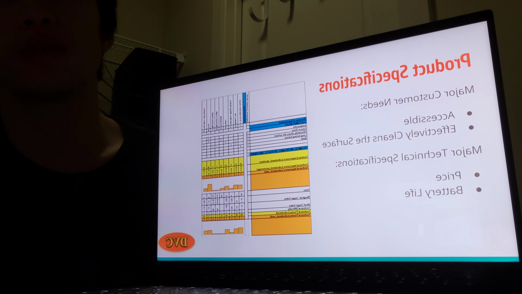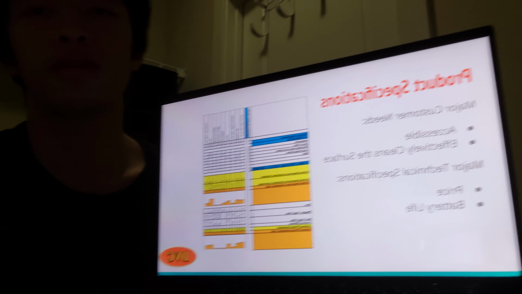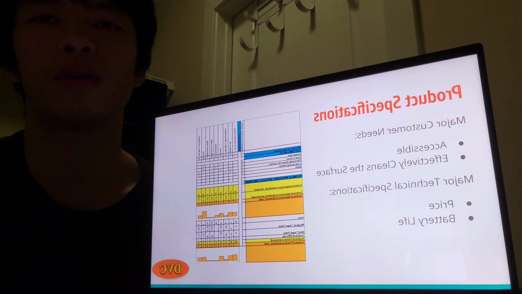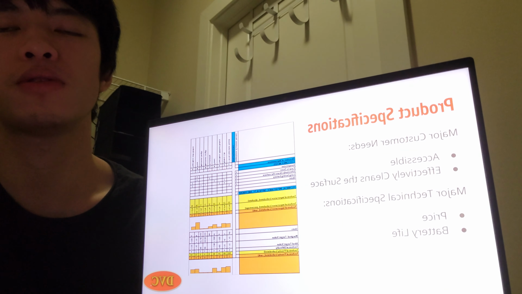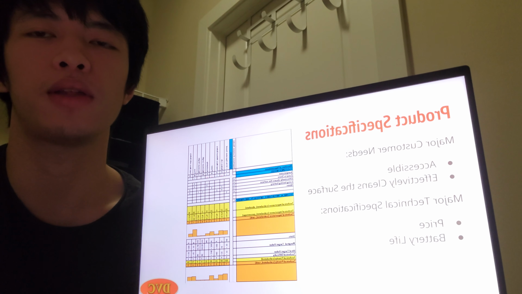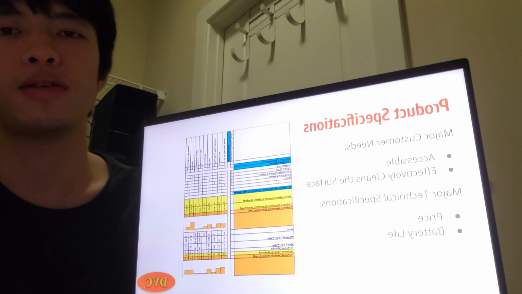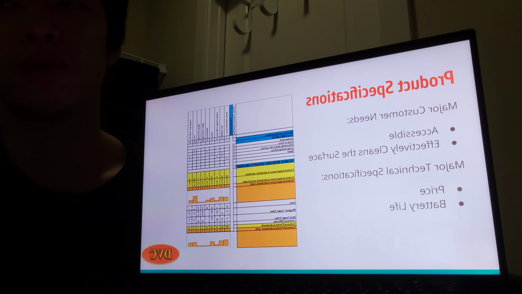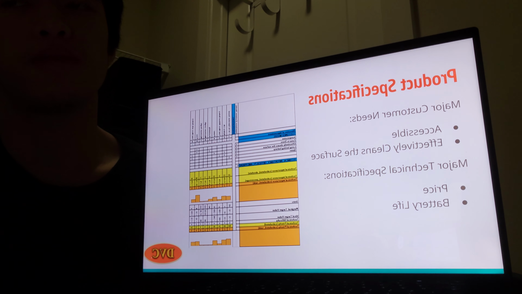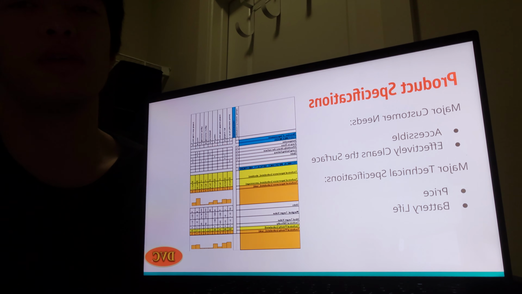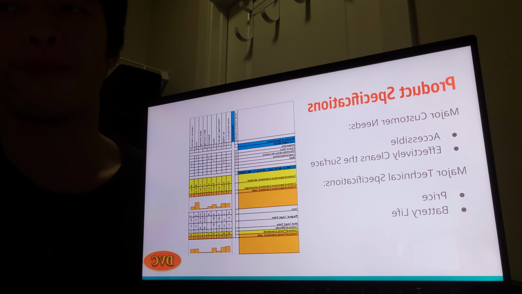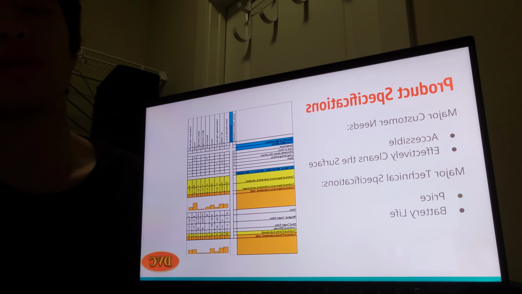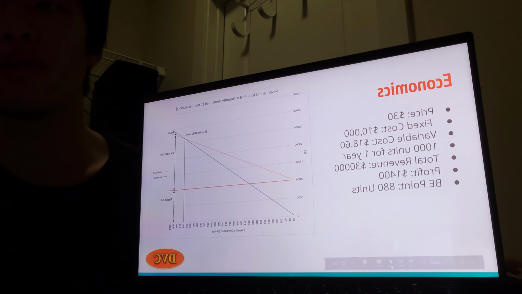This is our product specifications. This table lists customer needs, and depending on those needs, we can find our technical targets. As shown right here, the major customer needs are accessible and efficient cleaning surface. So the major technical specifications are cheap and long battery life.